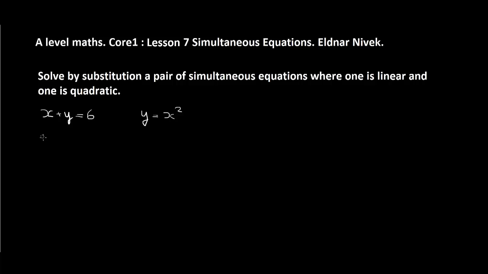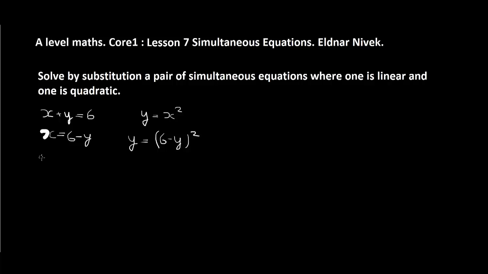We're looking at A-level maths, the AQA and OCR A-level maths spec. There's a section in Core 1 which says: solve by substitution a pair of simultaneous equations where one is linear and one is quadratic. So there's our linear one and there's a quadratic one. First of all, the linear one, we'll rearrange it.